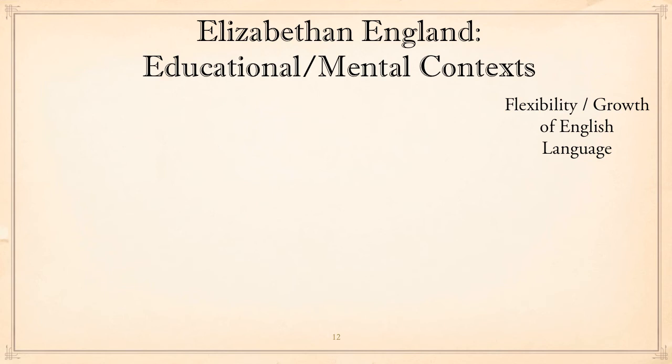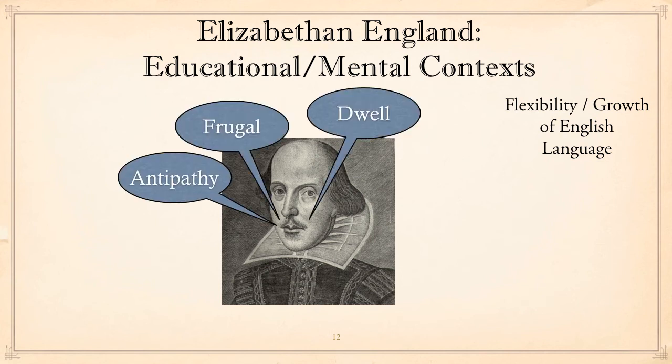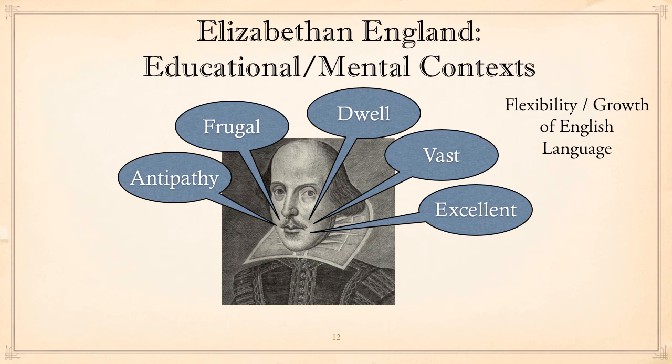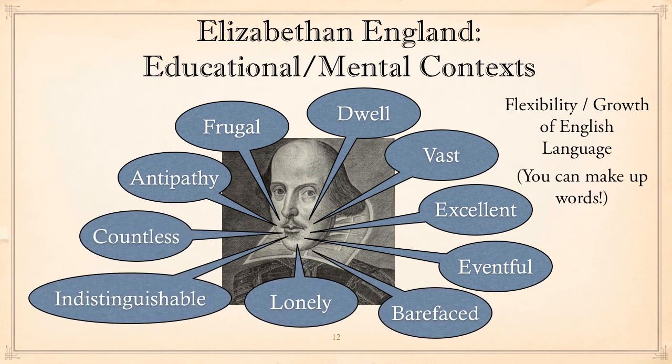This means that with a Latin base in your education, there are all sorts of opportunities to just simply make up words. You know who did that? This guy. Here is an example of words that did not exist in the English language until they were written down in a Shakespearean play. So as far as we know, Shakespeare was the first person to use the word antipathy. Frugal, dwell, vast, excellent. Some of these are not terribly complicated words. He just made them up. Eventful, countless, indistinguishable, lonely, barefaced.